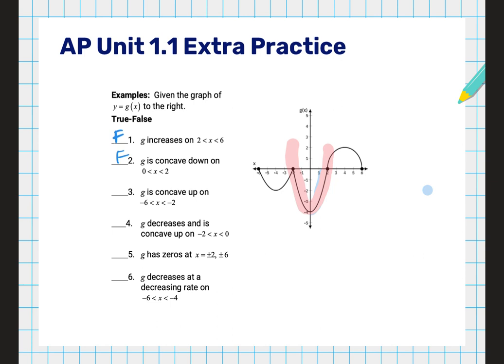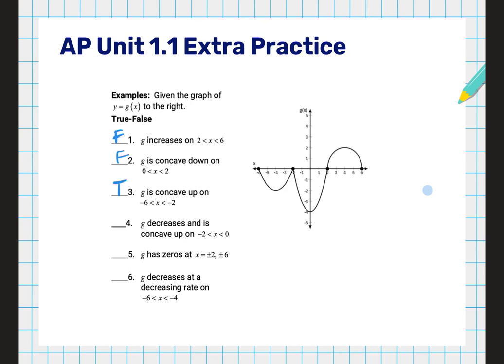Okay, then G is concave up on negative 6 to negative 2. Negative 6 to negative 2 makes that full U. The whole thing is in that U, which means this is true.